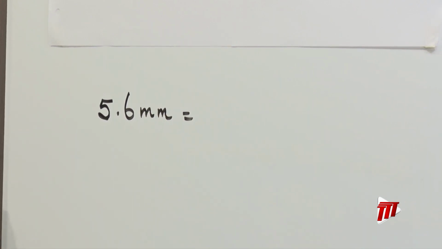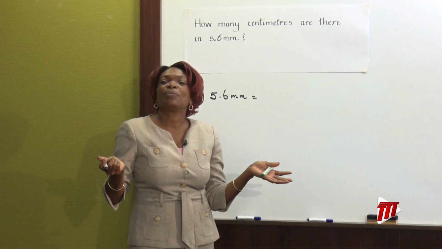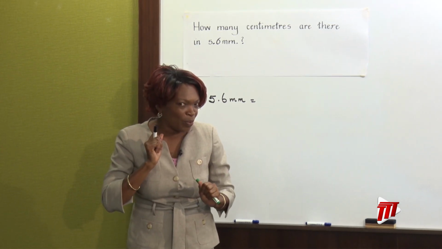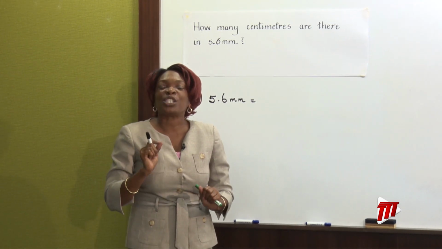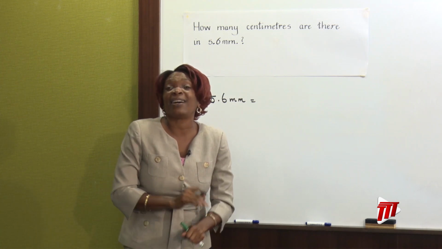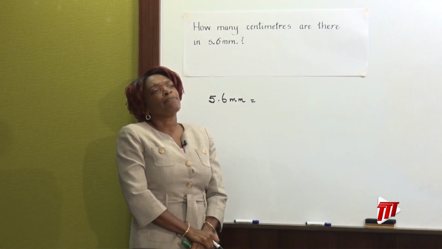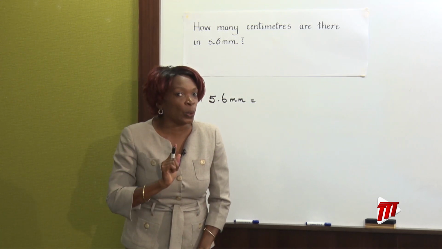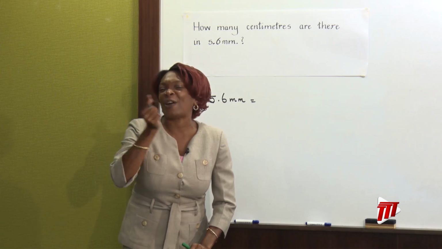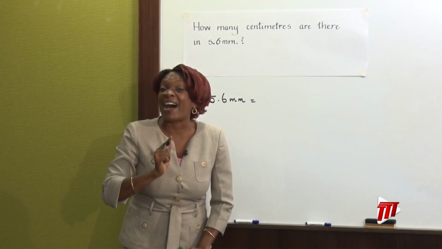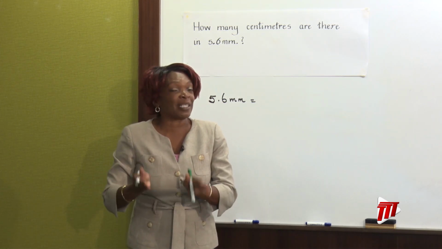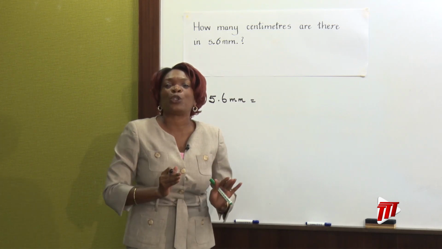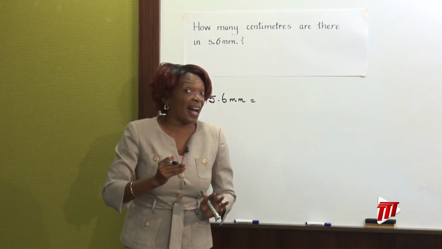The question is, what do we do? Can you remember what to do? What do we do when we change from a smaller unit to a larger unit? Do we multiply? No. This time we do the opposite. We divide. When we are changing from a smaller unit to a larger unit, we must now divide.